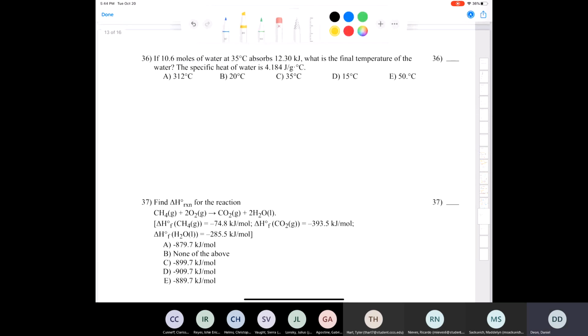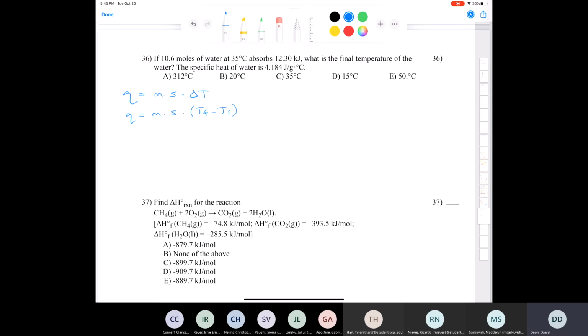Number 36, if 10.6 moles of water at 35 degrees Celsius absorbs 12.30 kilojoules, what's the final temperature of the water? They give us a specific heat of the water. Well, for this problem, we're going to use the same formula we did in the last one, that Q is equal to M times S times delta T, but we're just looking for the final temperature. And so we can rewrite this as Q is equal to mass times specific heat times TF minus T initial.